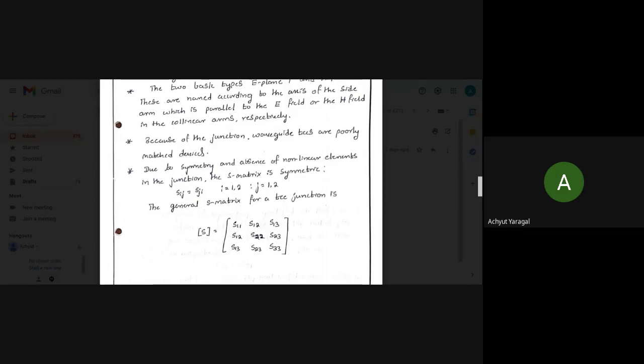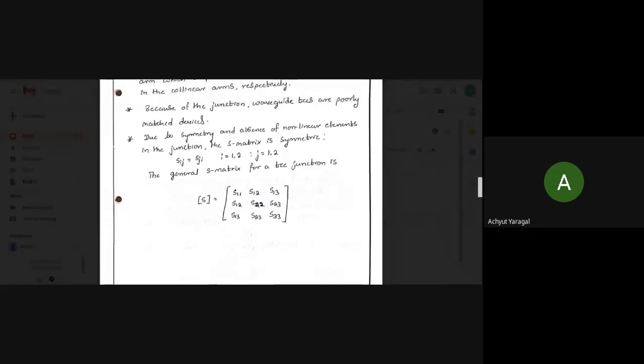Okay, so the matrix given here is the general S matrix of the T junction. Remember, a T junction is nothing but a 3-port network. So S11, S12, S13, S21, S22, S23, S31, S32, S33. This is the S matrix representation of the T junction. Three ports will be there, so that is this matrix representation.